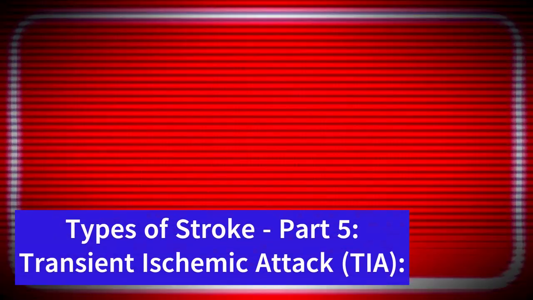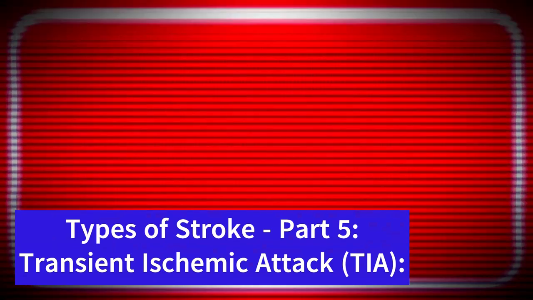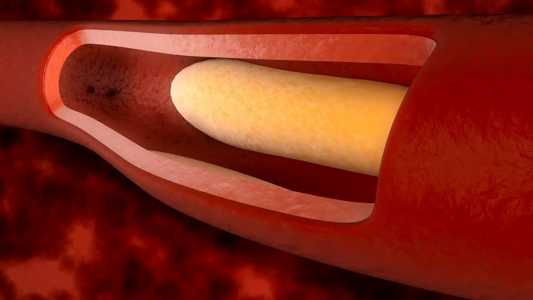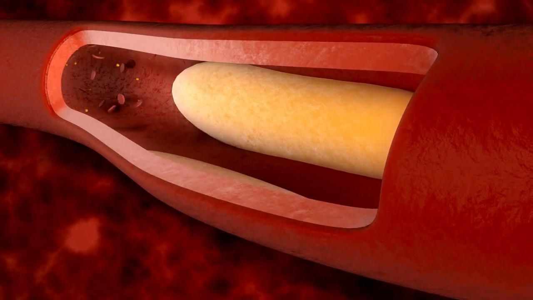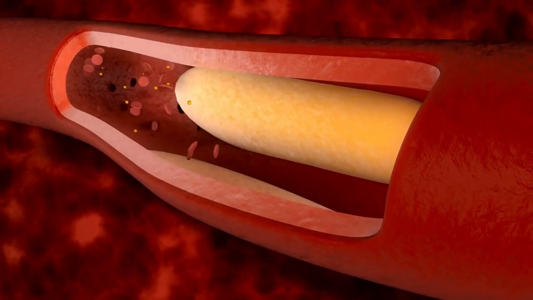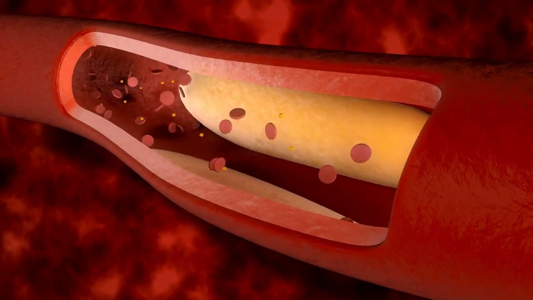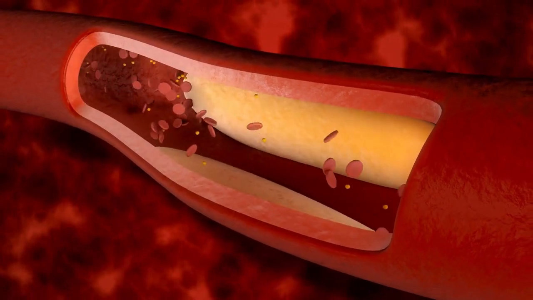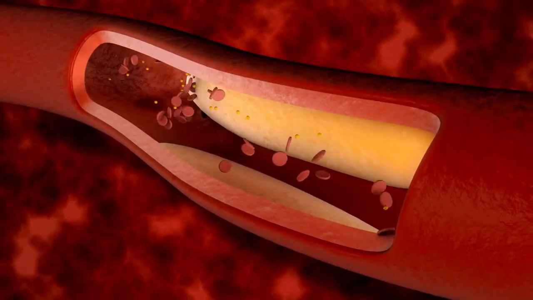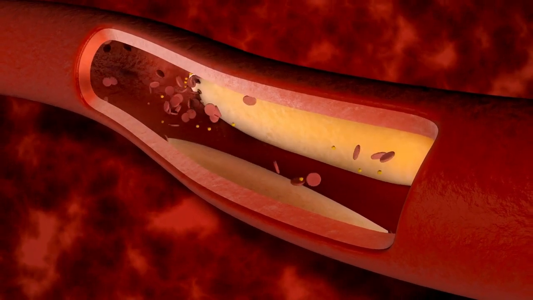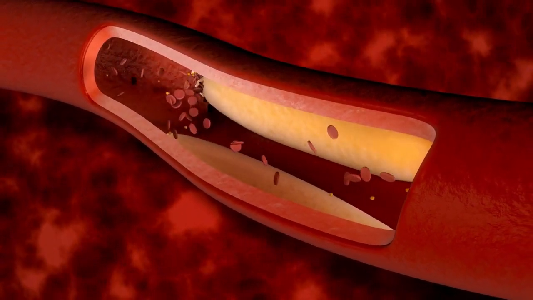Types of stroke, Part 5, Transient Ischemic Attack, TIA. Let's simplify the transient ischemic attack, TIA, comparing it to a brief and passing warning. Imagine brain arteries as busy roads for the transport of nutrients and oxygen. TIA is like a temporary alert signaling a passing obstacle on these roads.